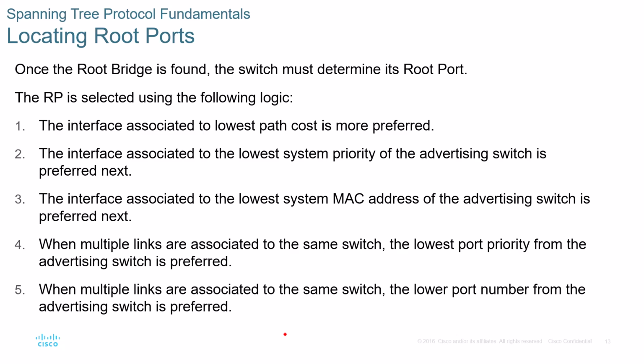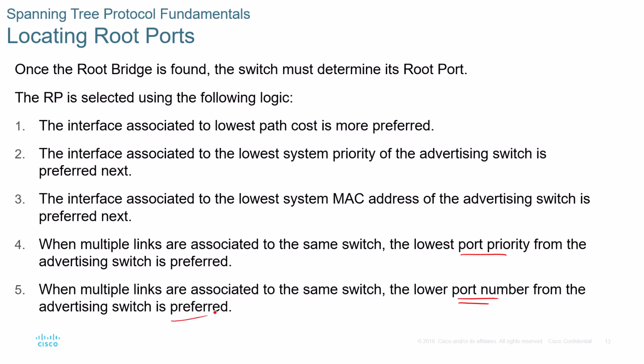The interface associated with the lowest system priority of the advertising switch is the next preferred. Third, the interface associated with the lowest system MAC address of the advertising switch is then preferred. When multiple links are associated with the same switch, the lowest port priority from the advertising switch will be preferred. After that, when multiple links are associated with the same switch, the lower port number. The last one will use the lowest port number, and that would be preferred.